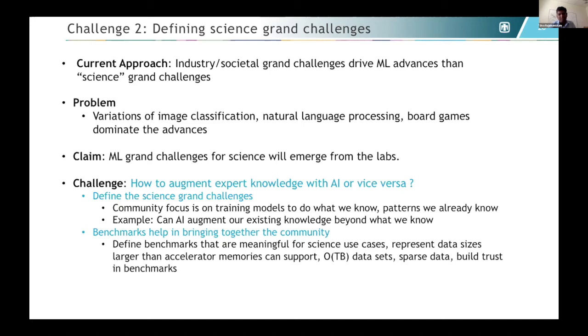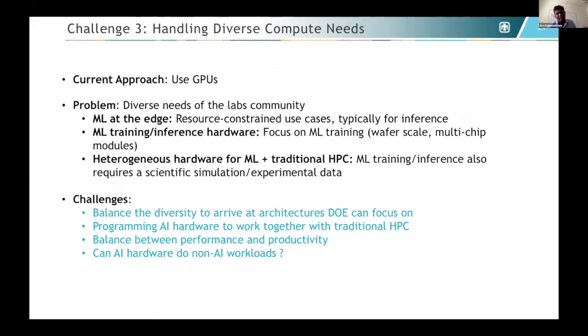Right. So that is designing the grand challenge first, and then giving benchmarks that are meaningful for our use cases, like terabytes of data, sparse data, so that when people build new accelerators, new ML benchmarks, they can utilize our grand challenges as the goal. And it is quite useful both for academia and other labs when we have these benchmarks out there as grand challenges.